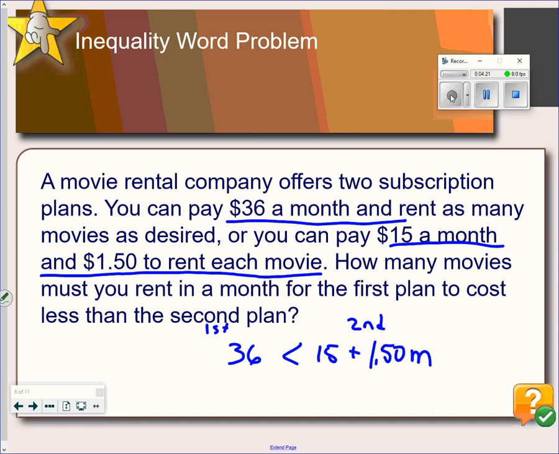First, we subtract 15 on each side. Then we divide by 1.5 on each side. And that gives us 14 is less than m. So if we rent more than 14 movies, then we're saving money with the first plan.